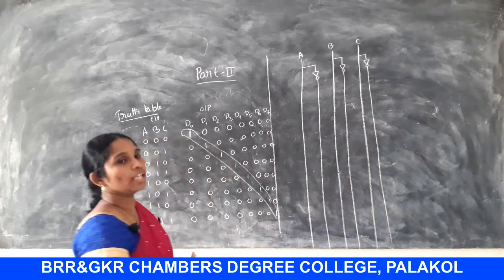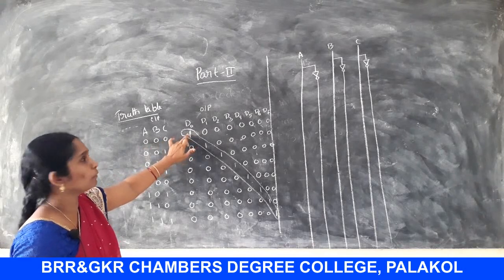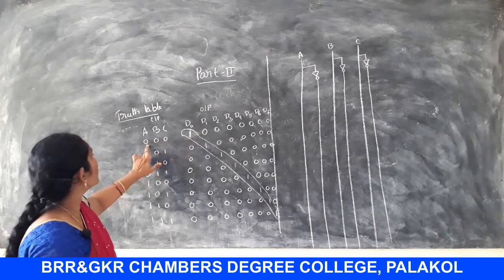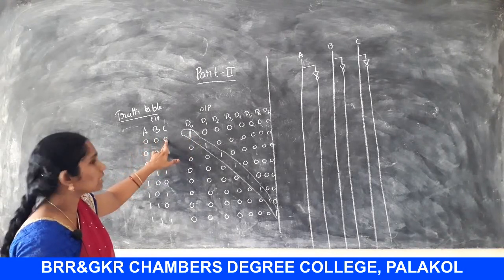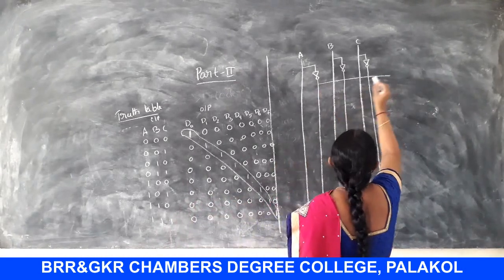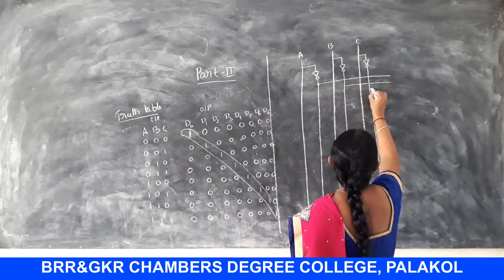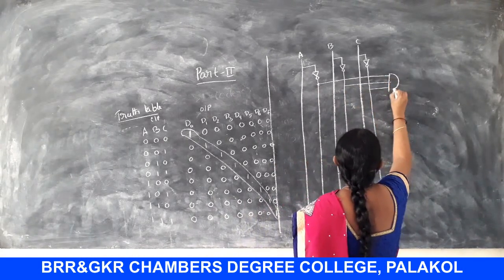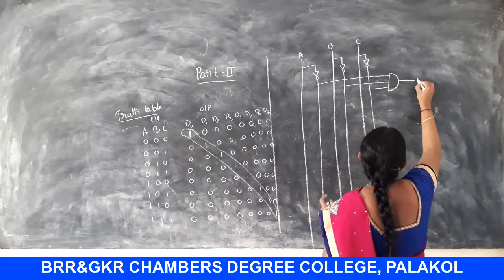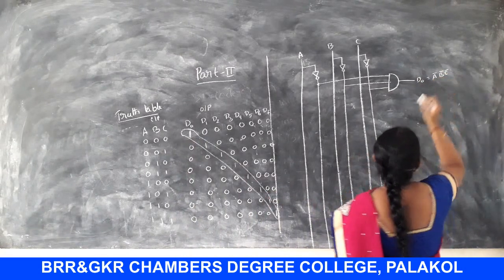Okay. So likewise the first one is, what is this? This is D0 output. So the D0 output belongs to 0 0 0. So that is nothing but A bar, B bar, C bar. 0 is nothing but bar. So we will write it as bar. So next one B bar and C bar. So ANDing A bar, B bar, C bar, it will form D0. So therefore D0 is equal to A bar, B bar, C bar.